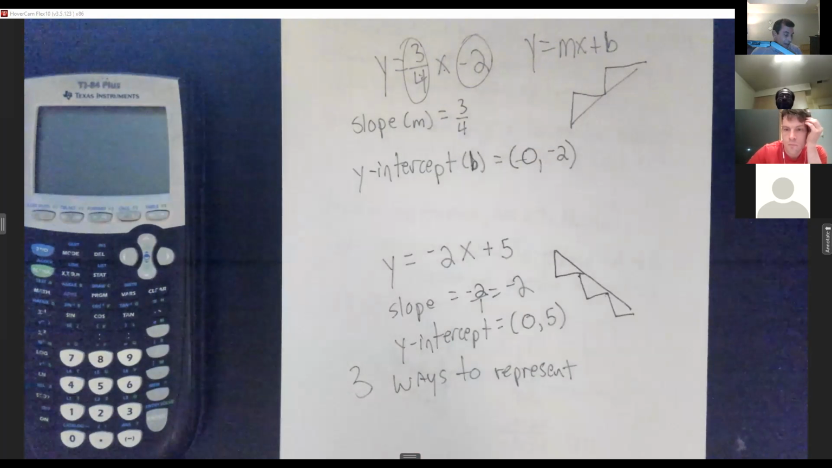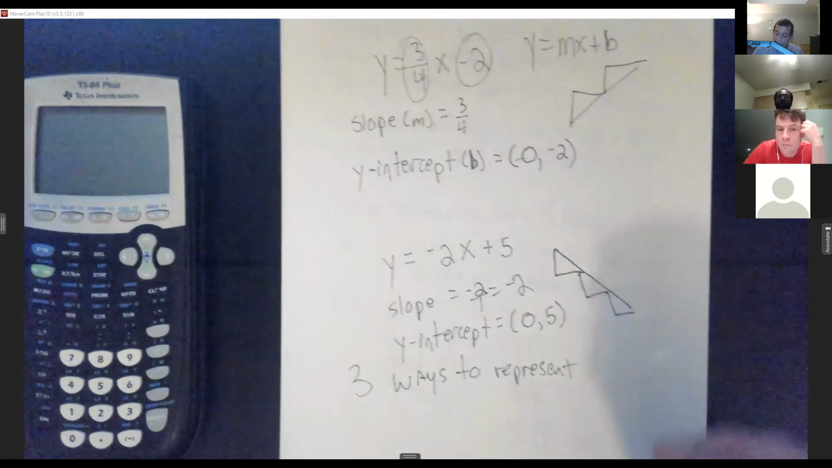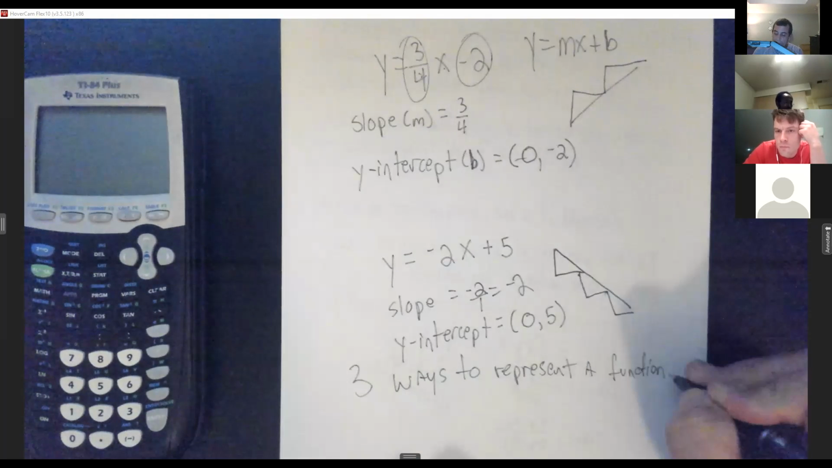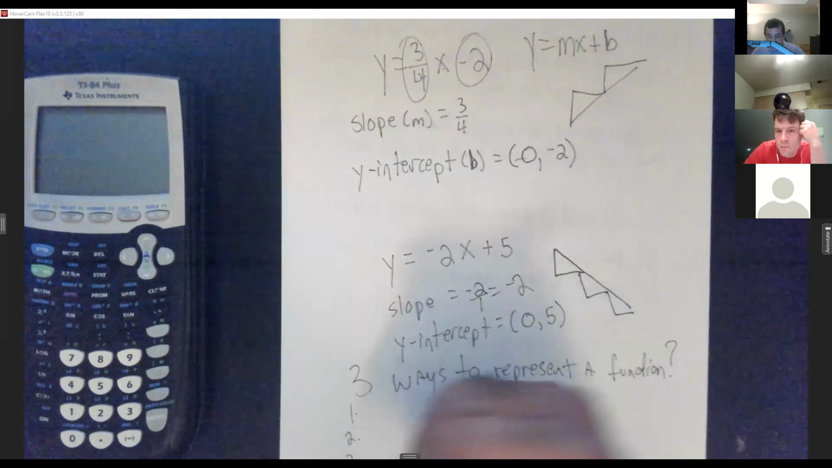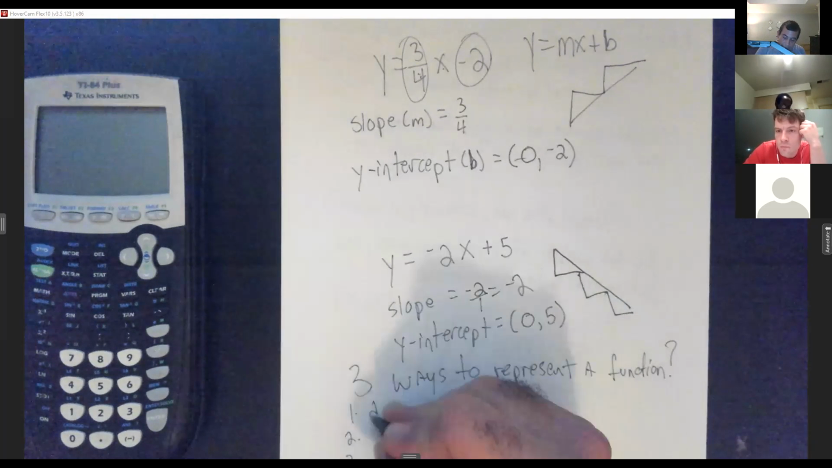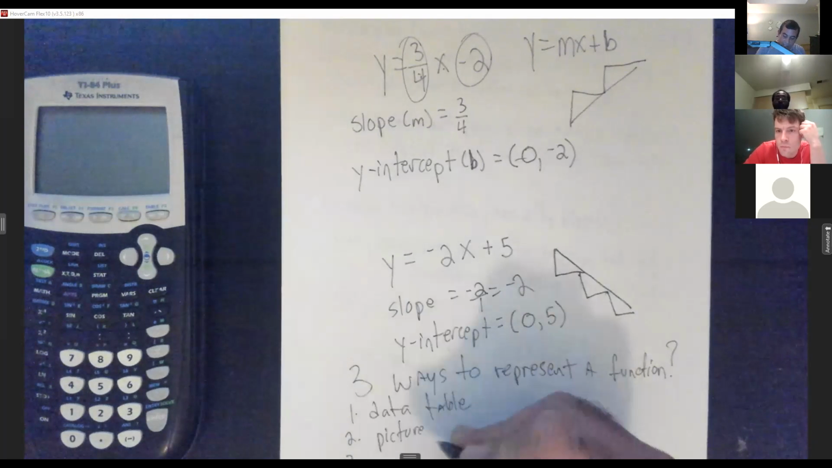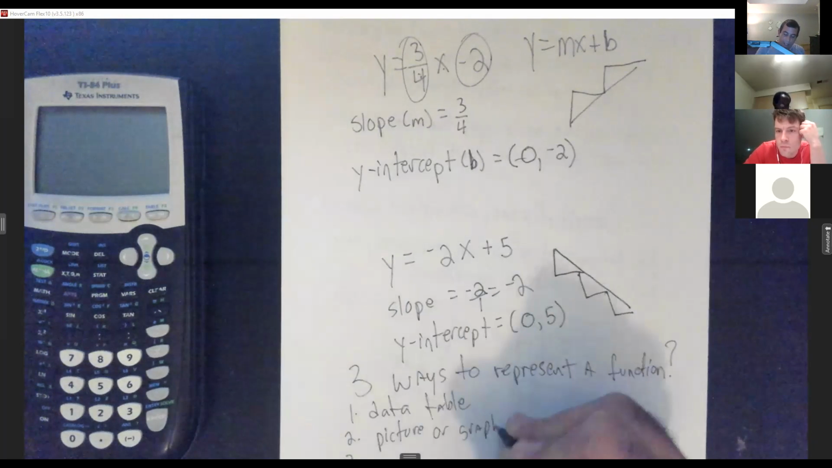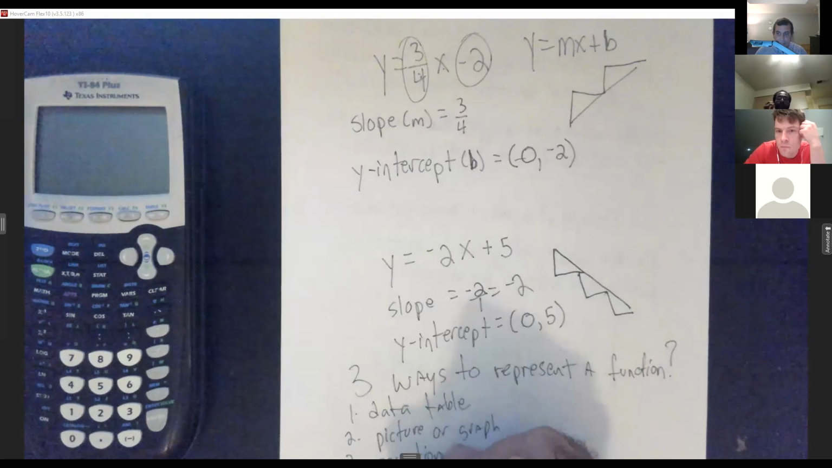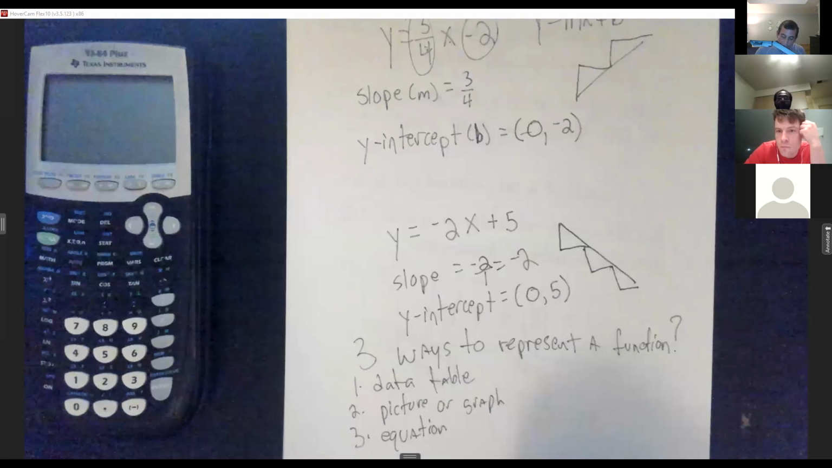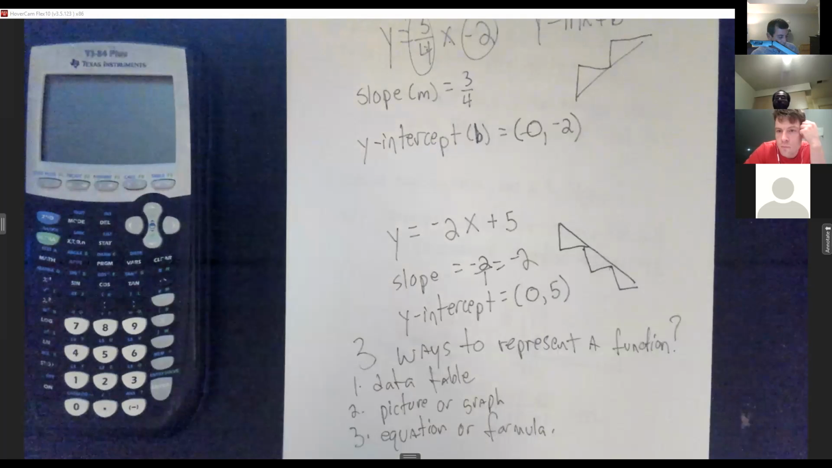So here's my question. What are the 3 ways to represent a function? Use a data table, draw a table, picture or graph, and write an equation or formula. Picture or graph, and then equation or formula. There you go. Well, let me write that down just a little bit. So equation or formula. Because that's going to be your first question probably on your math lab homework, okay?